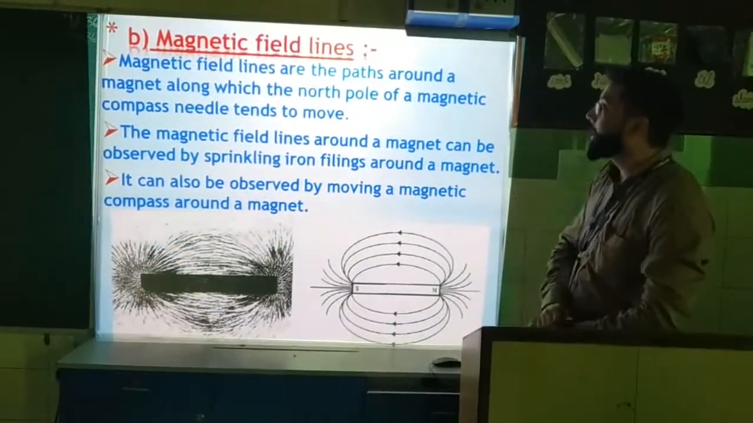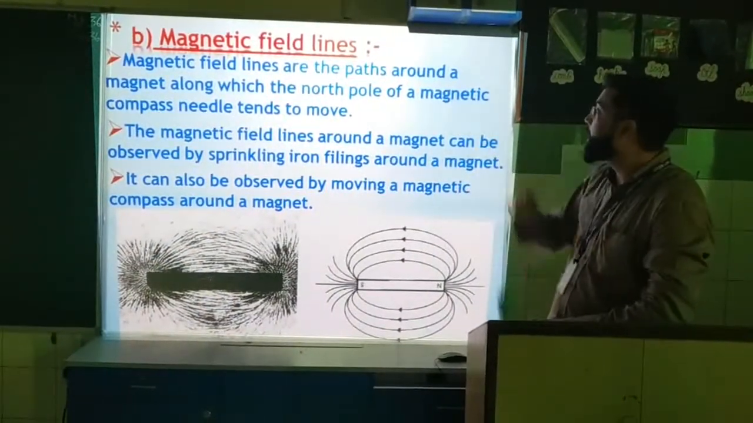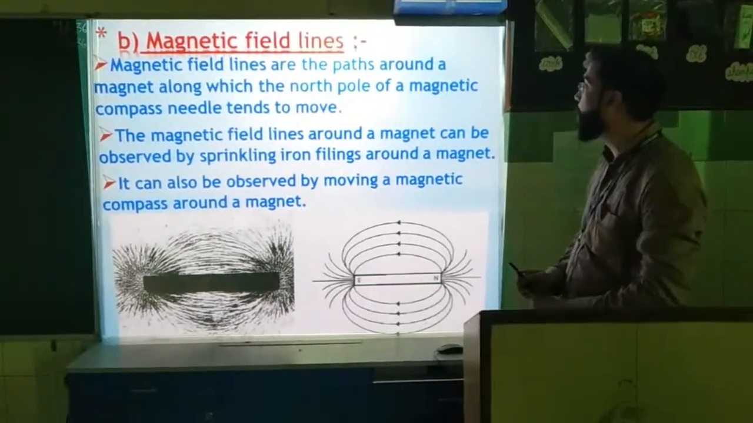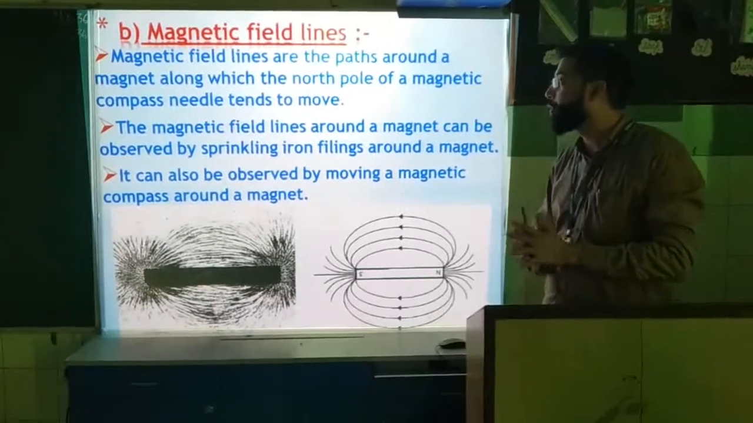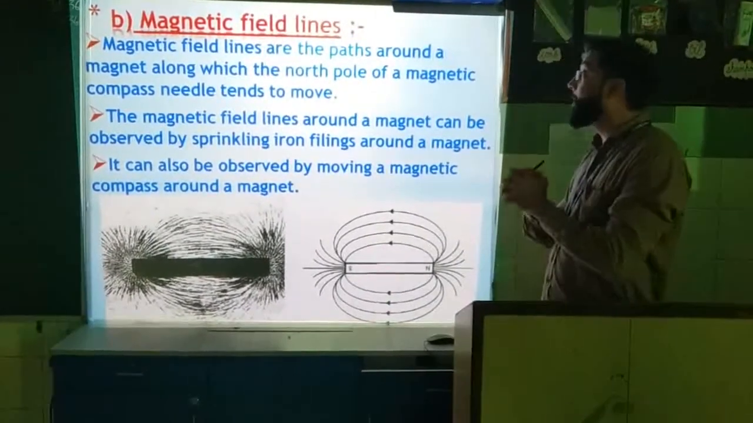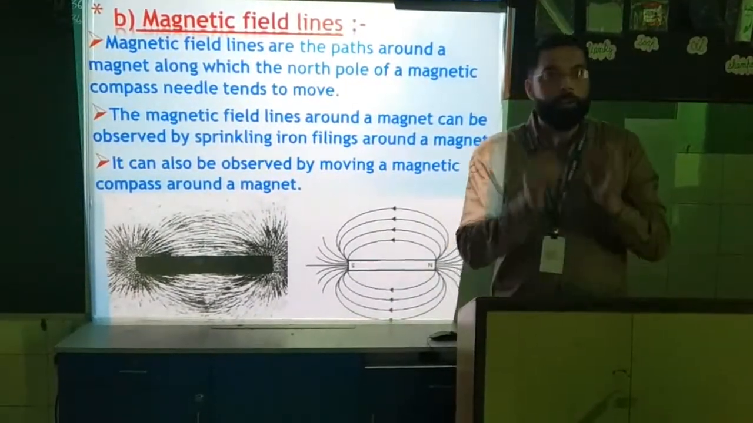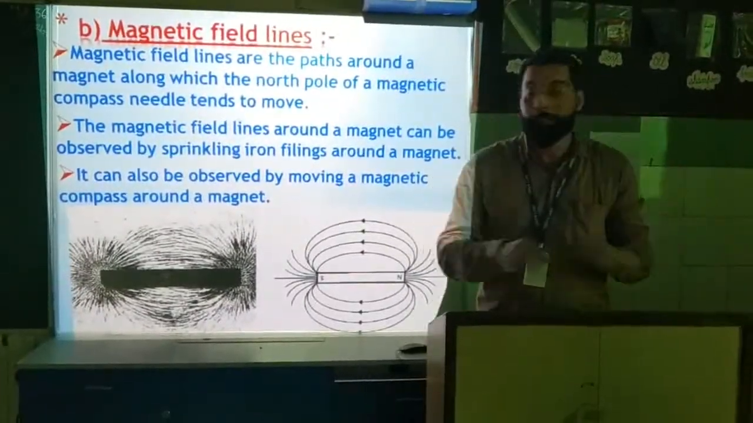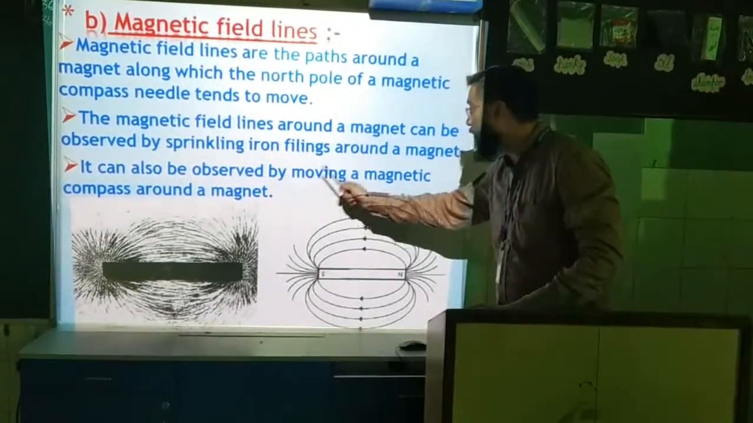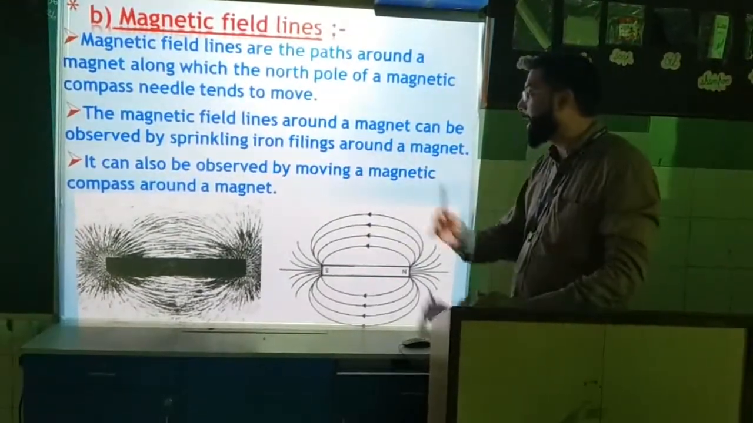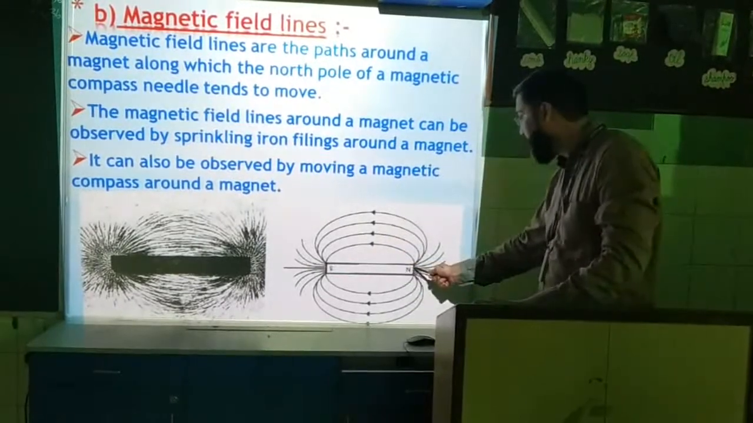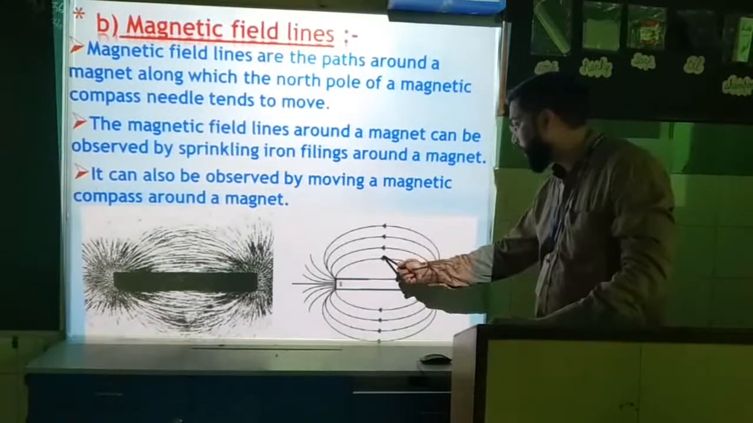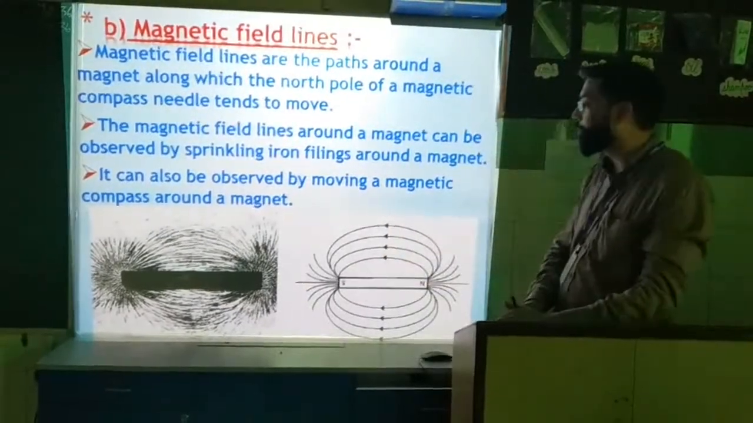Now, magnetic field lines. Magnetic field lines are the path around a magnet along which the north pole of a magnetic compass needle tends to move. Magnetic field lines are curved lines along which the force of attraction can be drawn. It can also be observed by moving a magnetic compass around a magnet, like in this picture. You see north, south. The magnetic field line starts from the north and ends at the south pole.